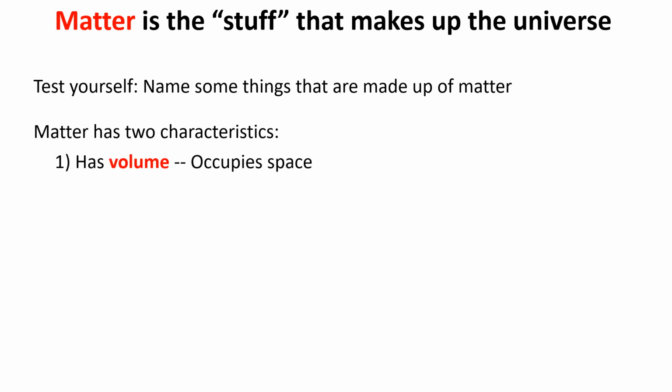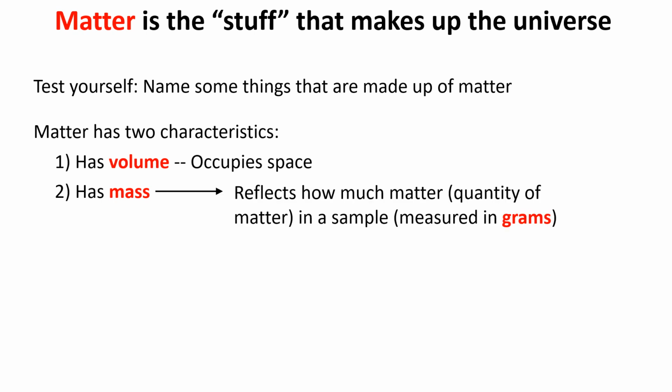One is that it occupies space. We call that volume. It has volume. The other is that matter has mass. And just really simply, we said mass reflects how much matter is in a sample. So basically, how much of this stuff that makes up the universe is packed into whatever you're talking about. Now we measure volume in milliliters or liters. We measure mass using grams.